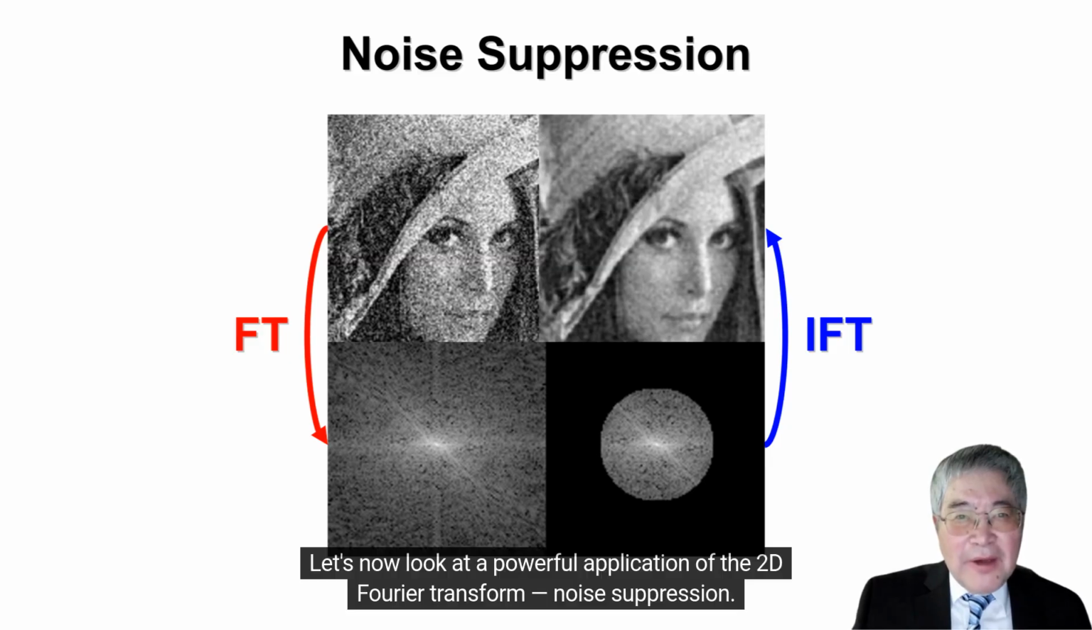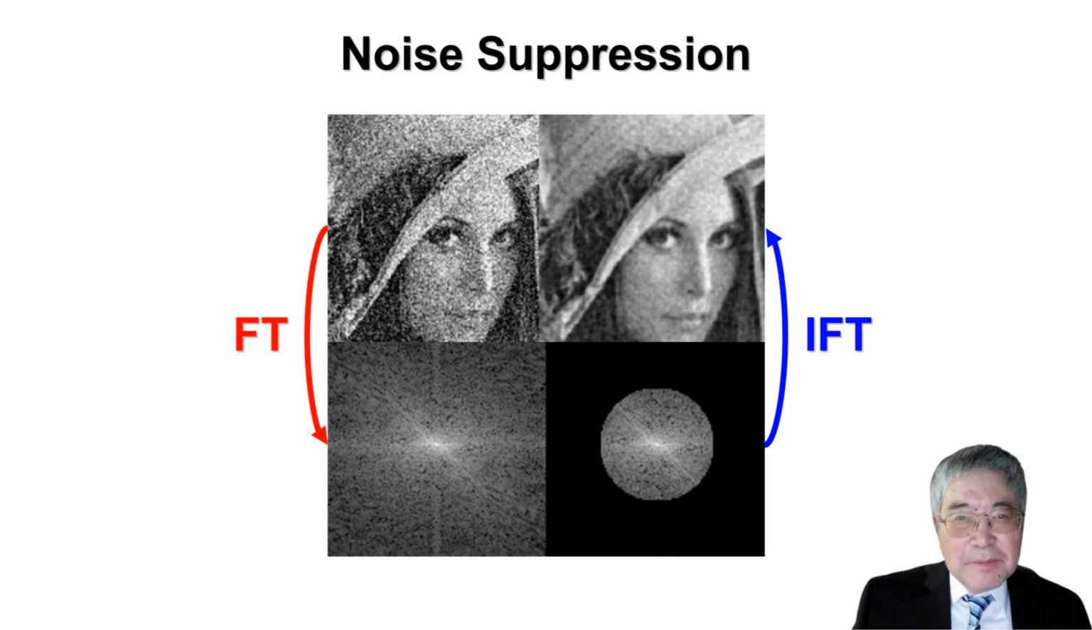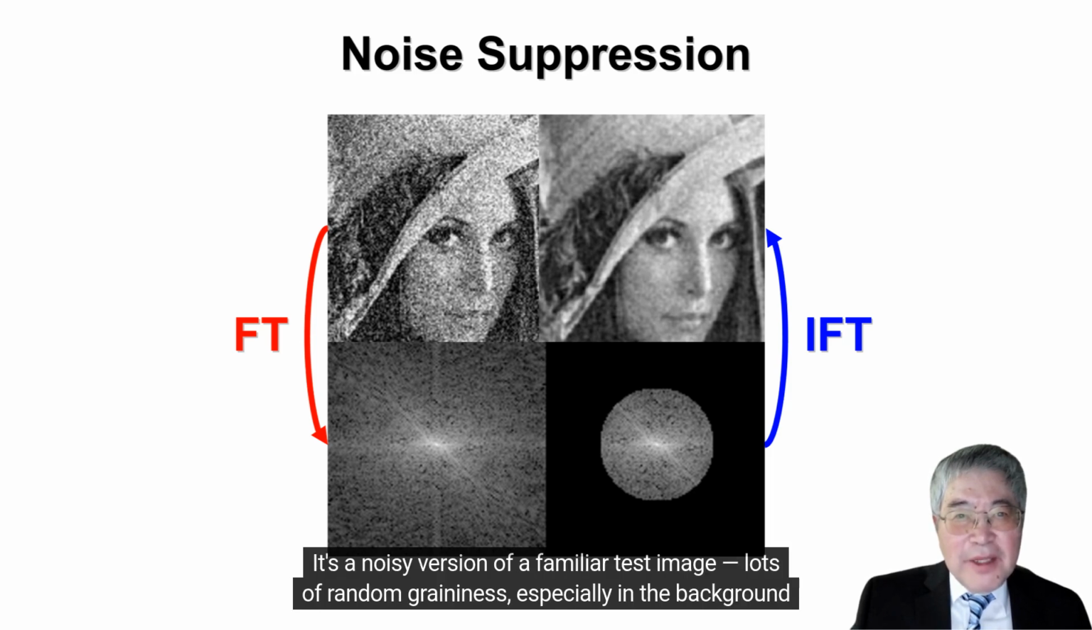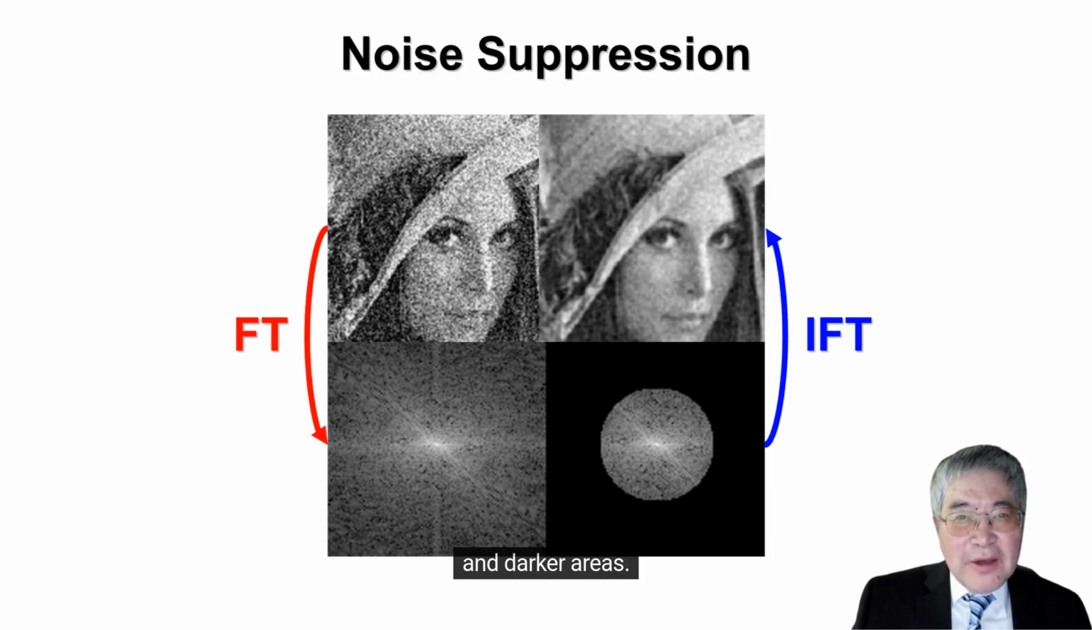Let's now look at a powerful application of the 2D Fourier transform, noise suppression. Take a look at the image on the left. It's a noisy version of a familiar test image. Lots of random graininess, especially in the background and darker areas.